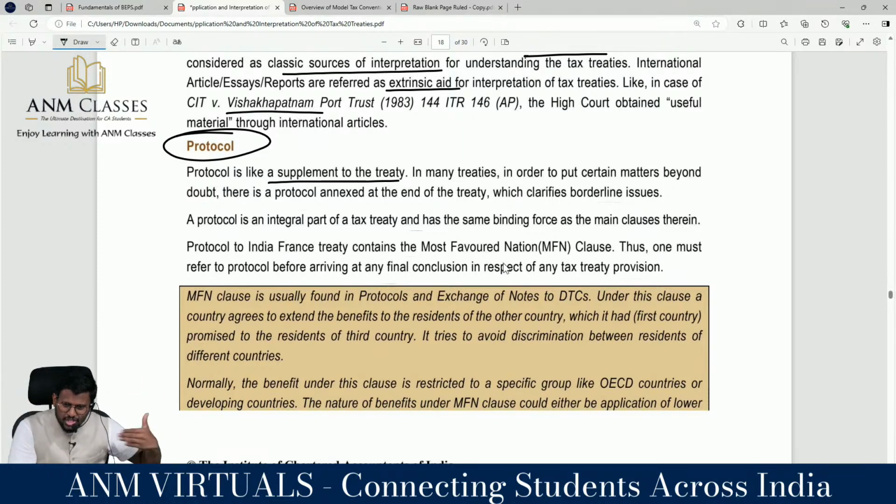Supplement to the treaty, addition to the treaty. In many treaties, in order to put certain matters beyond doubt, there is a protocol annexed at the end of the treaty which clarifies borderline issues. Borderline issues.